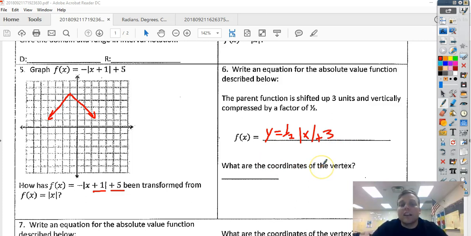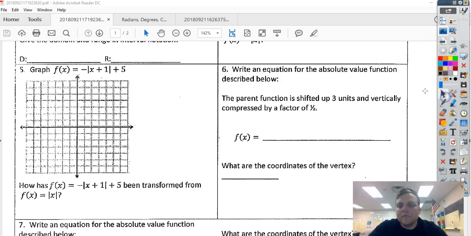What are the coordinates of the vertex? The vertex is just that point where the two lines meet. Usually it's at the origin. Okay, well think about it. Did I move the graph left or right at all? No, so it does not shift the vertex left or right. But I do shift the graph up 3, so the vertex is now at 0, 3.